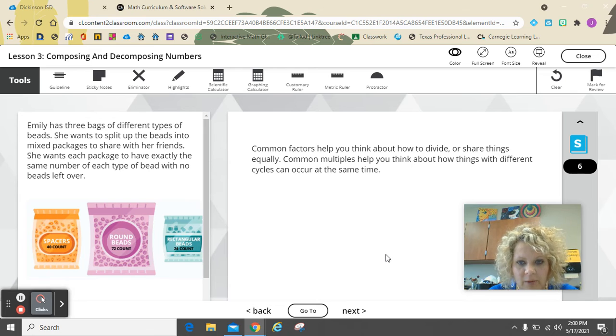Common multiples help you think about how different cycles can occur at the same time. We're not talking about a cycle, we're just talking about we have these beads, different amounts, different kinds, and we want to equally split them so that we have none left over.